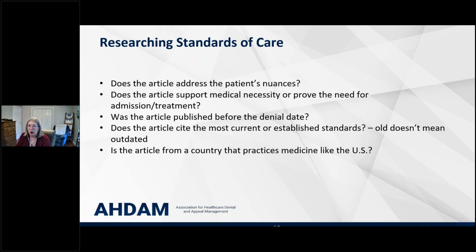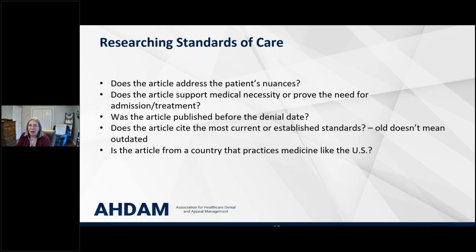Okay, so when you're looking at articles that you want to use, think about, does that particular article address the patient's nuances? Is this patient who came in with congestive heart failure, is this a new onset of CHF? Is it chronic CHF with an exacerbation? Does the patient have chronic renal disease along with it? So different articles, sometimes they're going to address different patient situations. Does it support the medical necessity or prove the need for admission or treatment? Now, it's not very often that you're going to see articles that come right out and say the patient needs to be admitted for this condition or that condition. You will see that in some, and that's a gift when you see that.